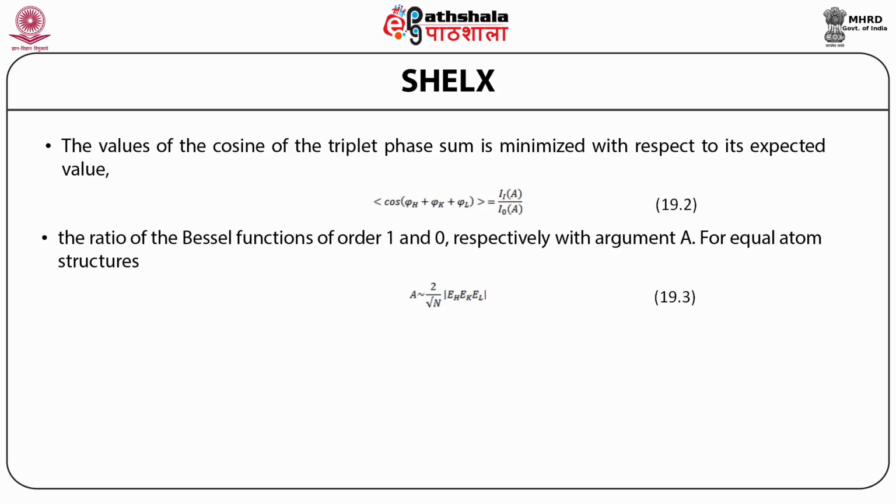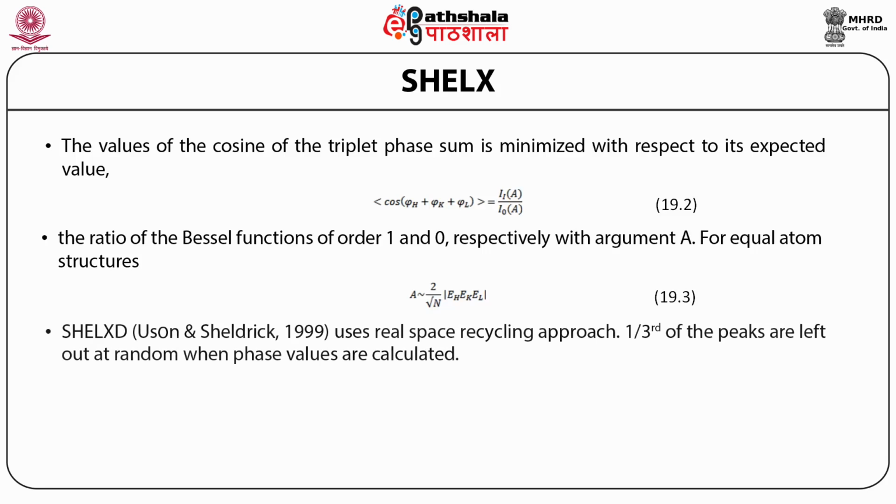But by using this minimal principle, Hoffman converted this problem into a multi-parameter problem where multiple minima are there, from which a unique minimum can be found corresponding to the true phases. So it's a minimization problem. SHELXD uses a real space recycling approach. 1/3 of the peaks are left out at random when phase values are calculated.